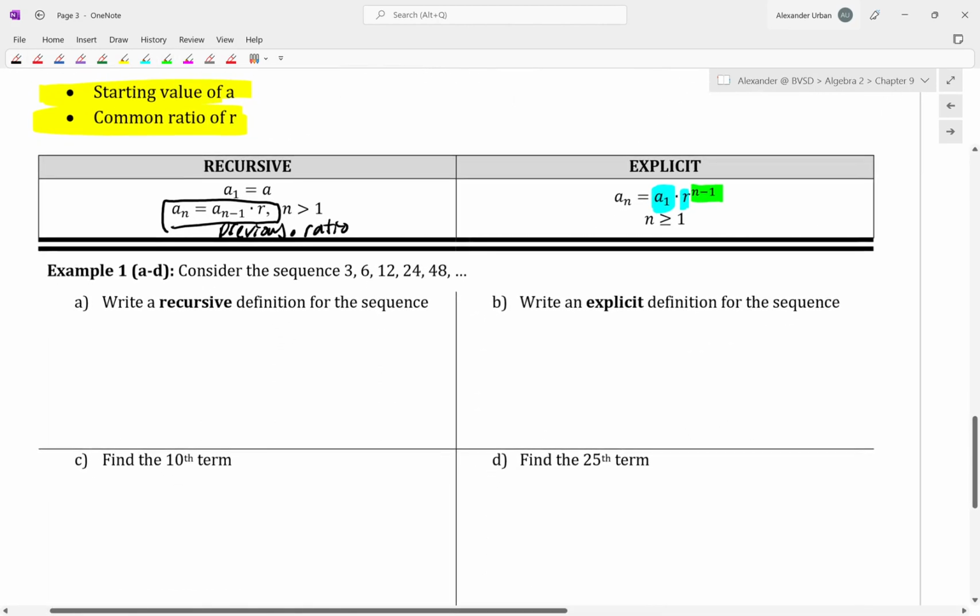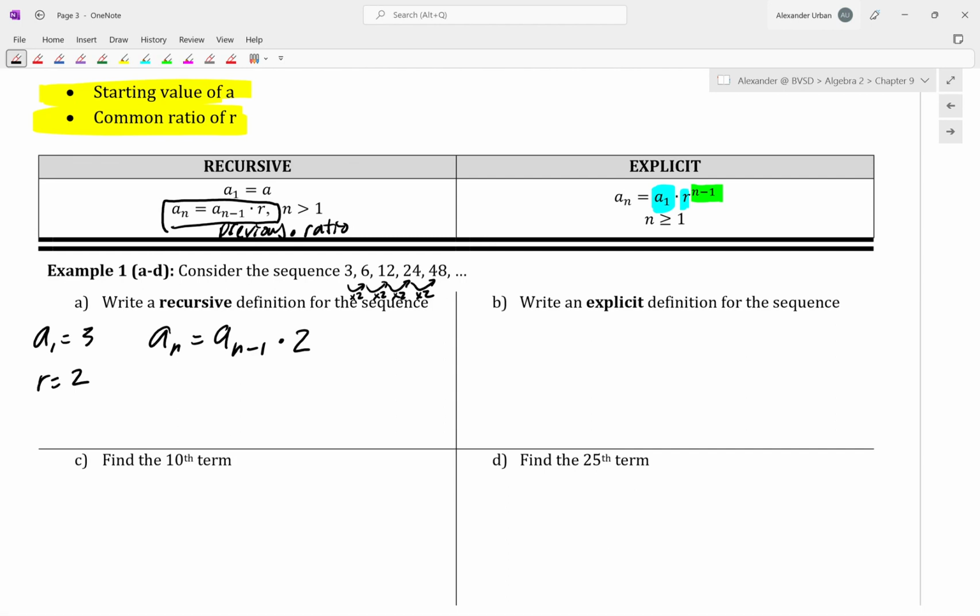Ooh, interesting. So we have this sequence here. I have 3, 6, 12, 24, 48. And each one of these is times 2, times 2, times 2. So in this situation, if I want to write a recursive definition, I need to know my first term, which is 3. My ratio is 2 because I'm multiplying each time by 2. And so my recursive formula is the nth term is equal to the previous term before that times 2. I wish it was more difficult, but that's just exactly what it is.